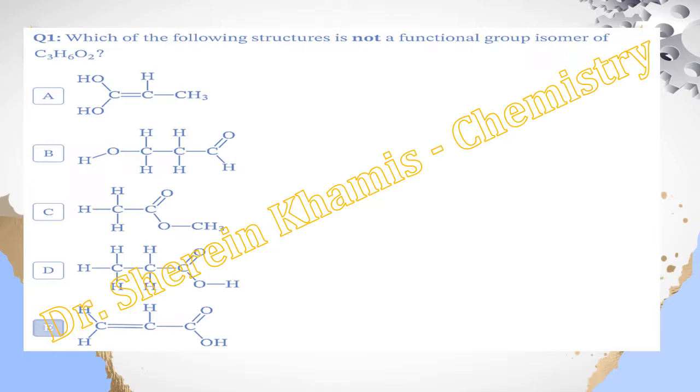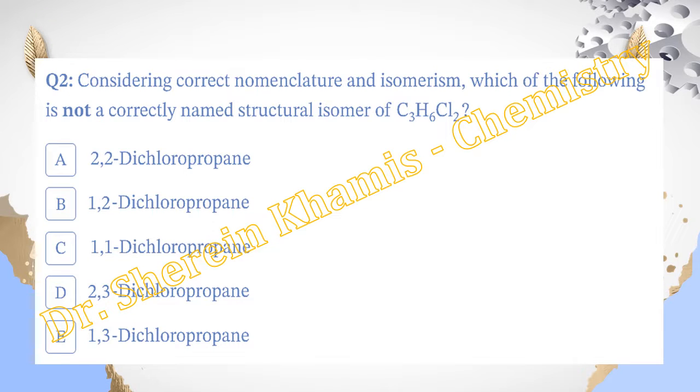Okay, let's go to question 2. Question 2 says: considering correct nomenclature and isomerism, which of the following is not a correctly named structure, isomer of C3H6Cl2? We will have 3 carbons, 6 hydrogens and 2 chlorine atoms. If we consider that, all of them are structural isomers. If we write this one, we have 3 carbons, propane, and from carbon number 2 we make a branching, so it will be dichloropropane.